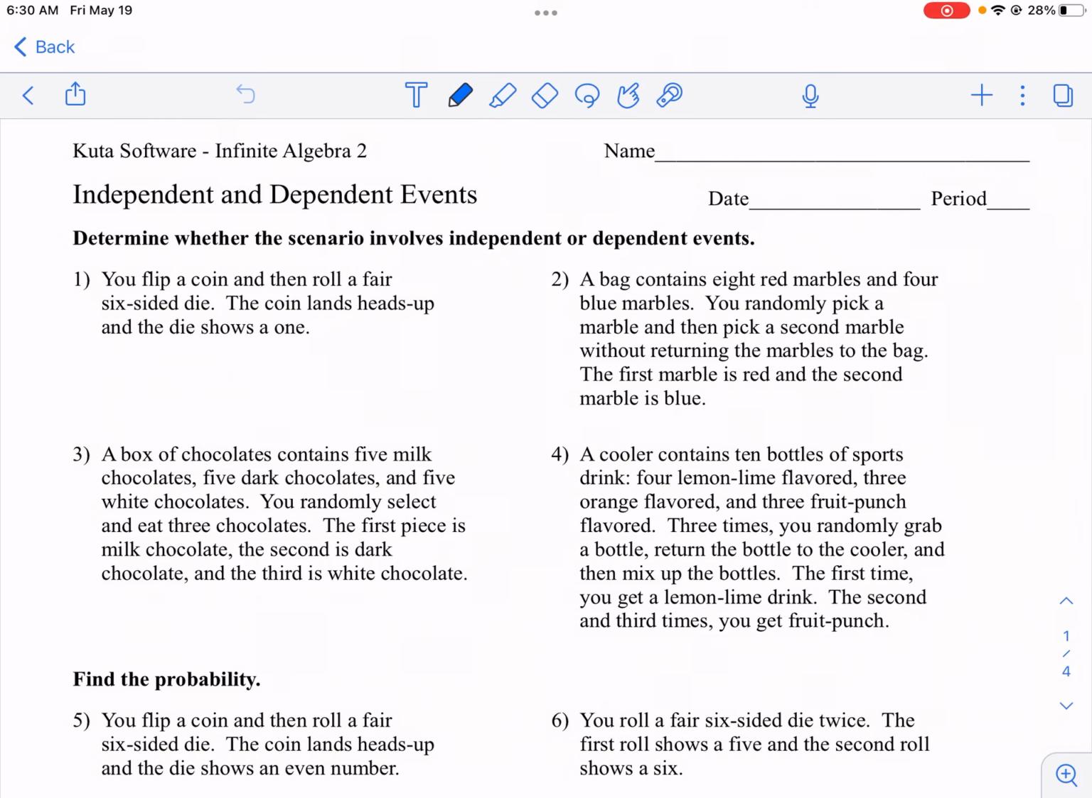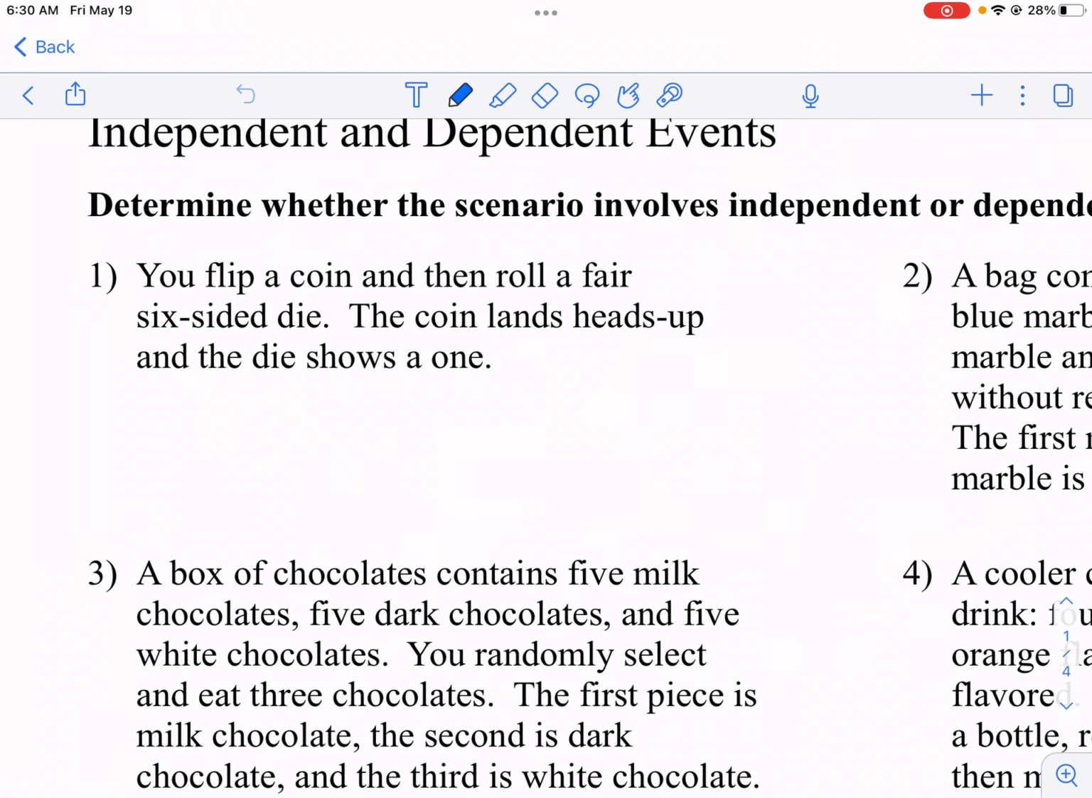Hi, this is Mr. West, and today we're doing a Kuta worksheet tutorial on independent and dependent events. What we're going to do is go ahead and start, and I'll talk you through the differences between independent and dependent events and how we calculate the probabilities.